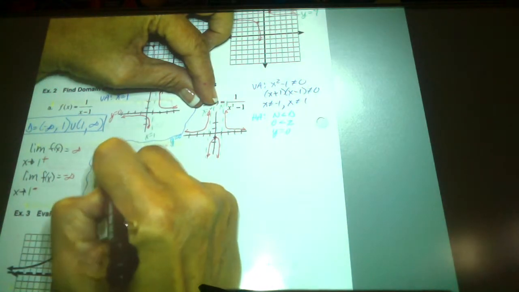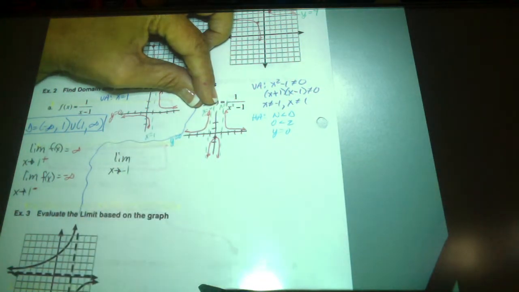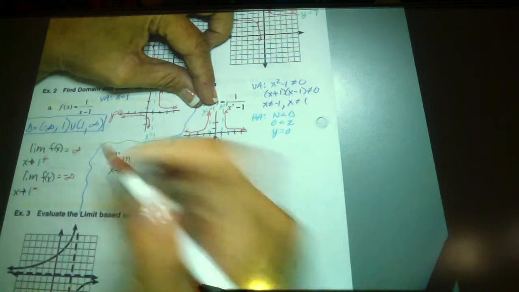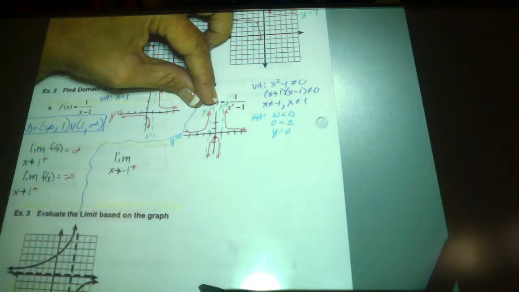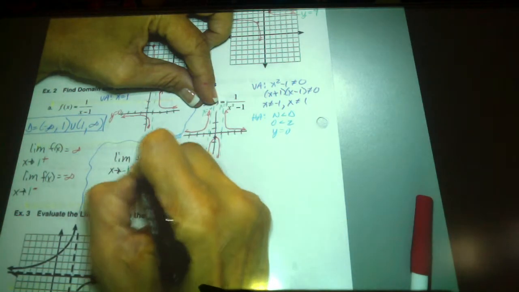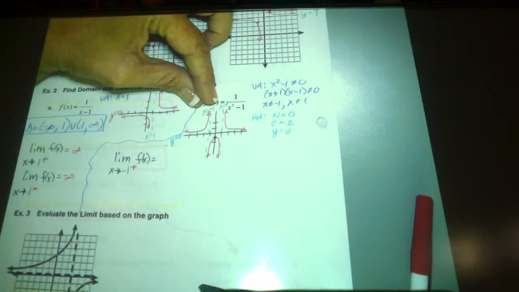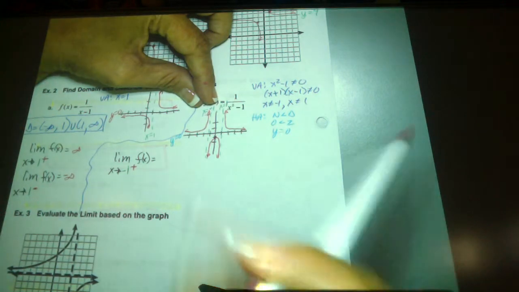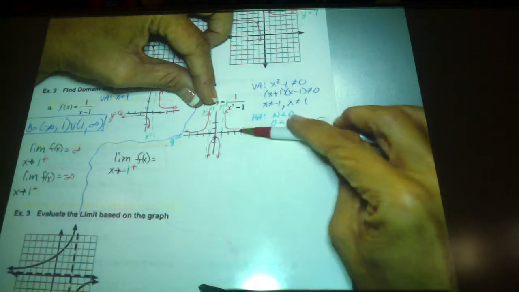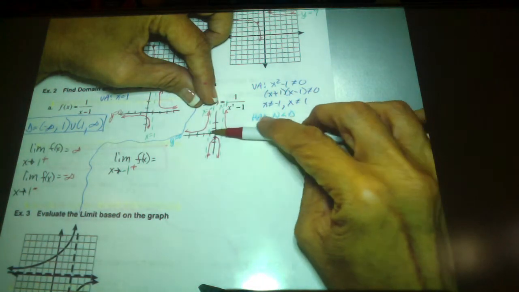So the limit as x approaches -1, but I want to approach negative 1 from the right-hand side. So you should have an elevated plus there. They are calling this function f of x, so it's the limit of f of x. I'm going to approach the graph from the right, and I'm going to get close to negative 1.